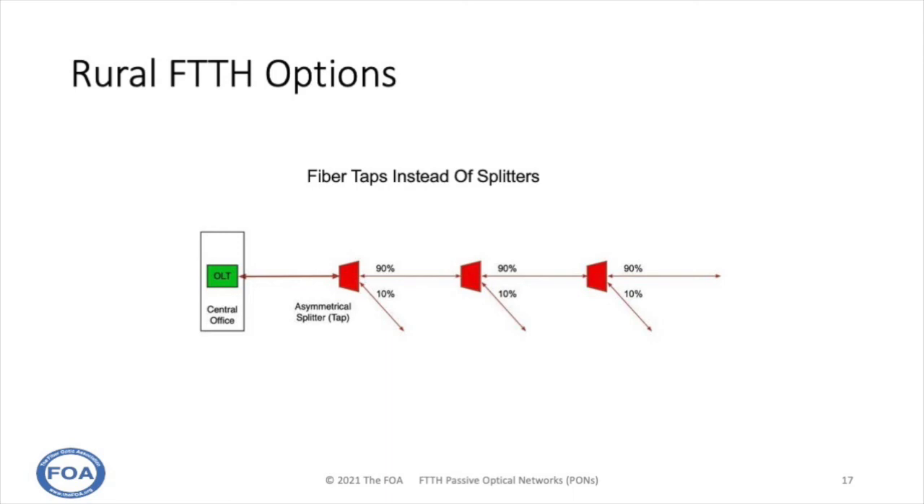And they have proposed using these taps instead of splitters for rural networks where you have a continuous fiber but tap part of the power off at each location. This can work in certain situations, but in the networks that we've tried to design using it, the excess loss in the taps costs you a lot of distance. So it's really probably not going to be an ideal solution for most rural applications.